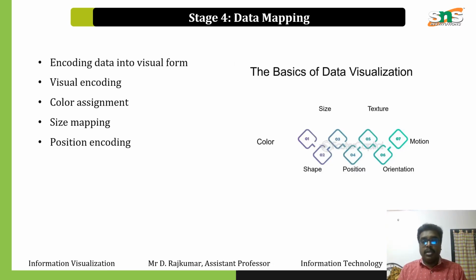A very important decision is choosing what colors and what kinds of patterns we are going to use, and what size and what shapes. We are going to have a lot of these, so we have to go through color assignment, size mapping, and position encoding techniques also. These data mapping processes are very important, where the data evolves into a visual format. This process has to be given more care, and choosing appropriate colors and appropriate techniques is very, very important.